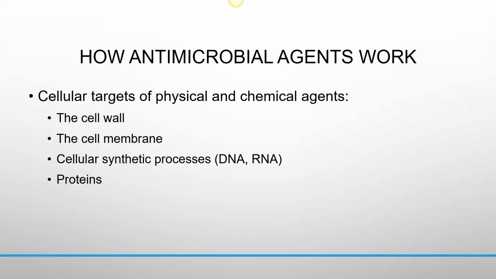So this last section of lecture for this week talks about chemical agents. The cellular targets of physical and chemical agents include the cell wall, cell membrane, and cellular synthetic processes, so DNA, RNA, and then proteins. Different compounds have a different effect on different parts of the cell. These particular targets are the same type of targets that are going to be targeted by antibiotics. So we'll talk about each of these targets in a little more detail when we get to antibiotics.